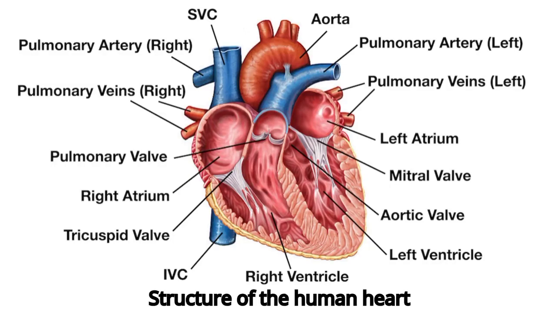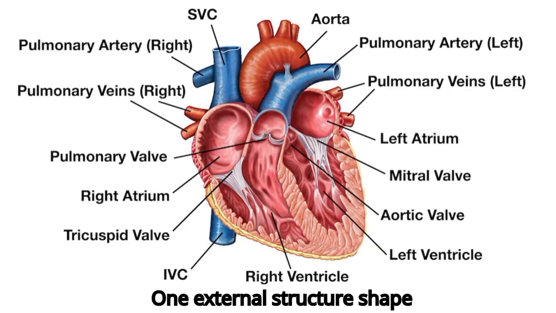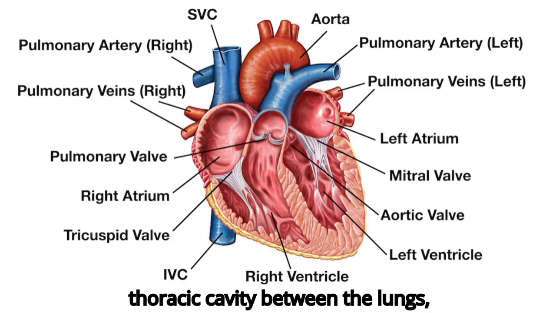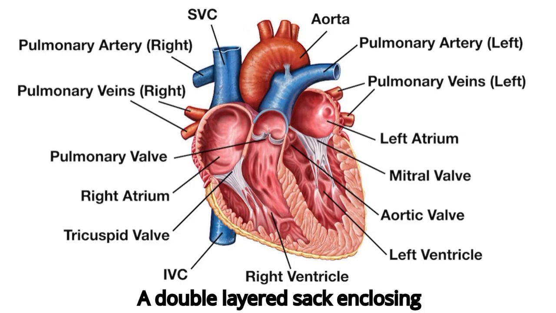Structure of the human heart. 1. External structure. Shape: cone-shaped with a broad base at the top and a pointed apex at the bottom. Location: in the thoracic cavity, between the lungs, in the mediastinum. Covering: pericardium, a double-layered sac enclosing the heart.